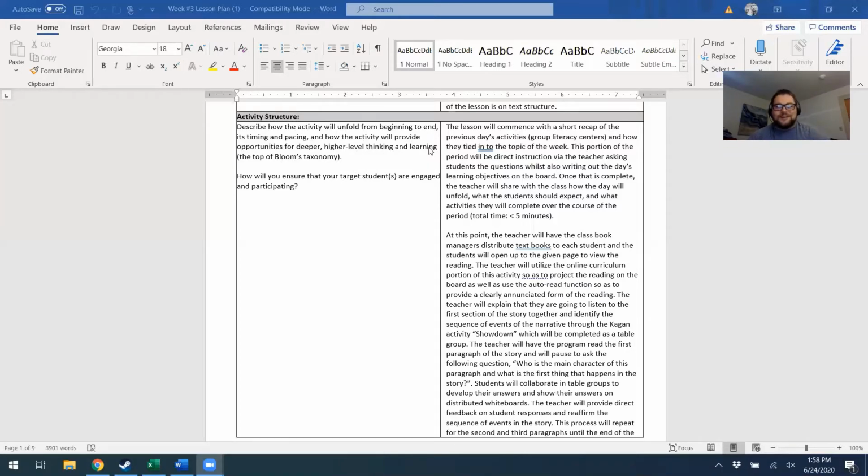The lesson will commence with a short recap of the previous day's activities, group literacy centers, and how they tied into the topic of the week, which would be sequencing and order of events. This portion of the period will be direct instruction via the teacher, asking students questions, while also writing the day's learning objectives on the board. Once that is complete, the teacher will share with the class how the day will unfold, what the students should expect, and what activities they will complete over the course of the period. Total time, it's less than 5 minutes.